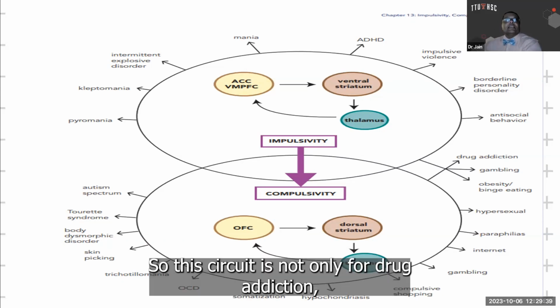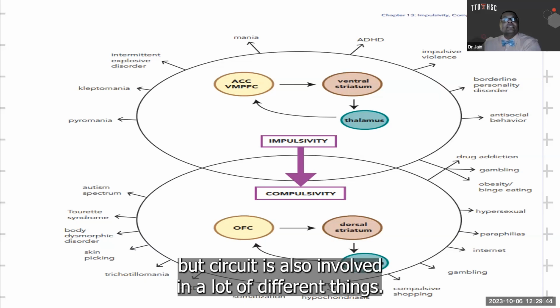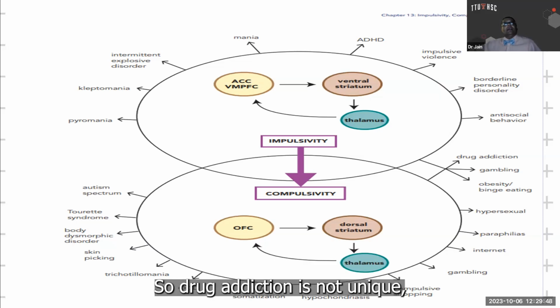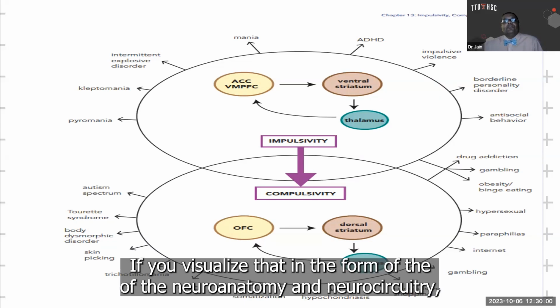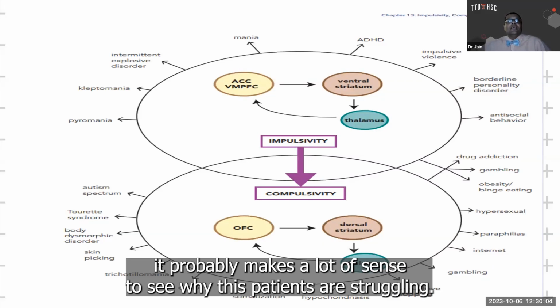So this circuit is not only for drug addiction, but is also involved in a lot of different things. So drug addiction is not unique. It's just one part of the problem where these two circuits are going haywire. If you visualize that in the form of the neuroanatomy and neurocircuitry, it probably makes a lot of sense to see why these patients are struggling.